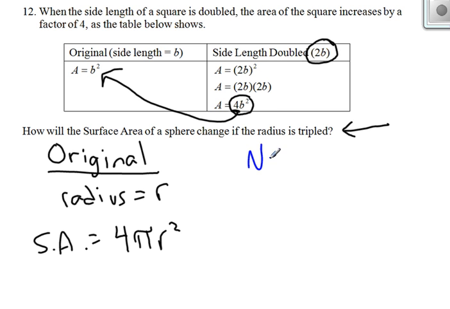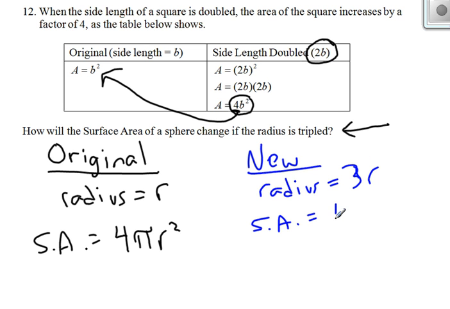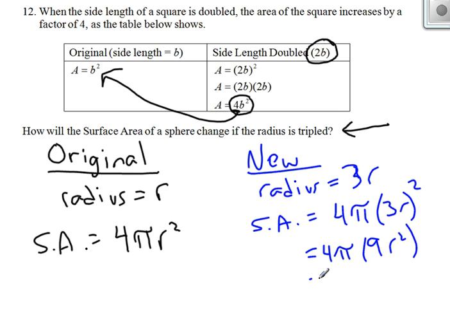So the new version has a radius tripled. So in the new version, we're going to say 3r, because tripling something is multiplying by 3. Therefore, the new surface area is 4 pi radius squared, and this time the radius is 3r. So let's see what happens. Well, what's 3r squared? 3 times 3 is 9, r times r is r squared. So look what I have.